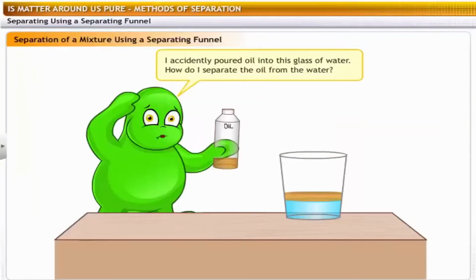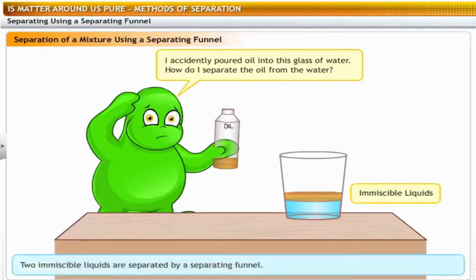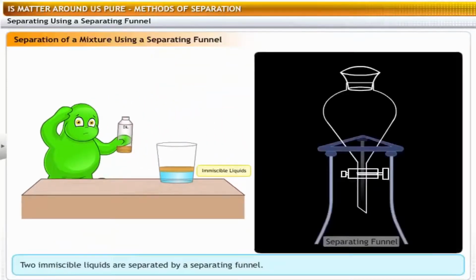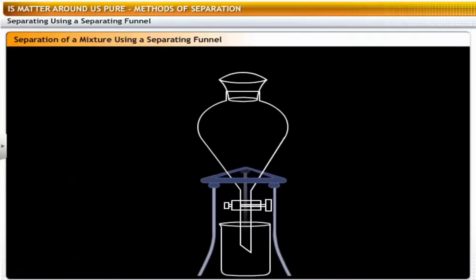I accidentally poured oil into this glass of water. How do I separate the oil from the water? When two liquids do not mix, they form two separate layers and are known as immiscible liquids. These two liquids can be separated by using a separating funnel. A separating funnel is a special type of glass funnel, which has a stopcock in its stem to regulate the flow of liquid. To separate a mixture of oil and water, follow these steps.